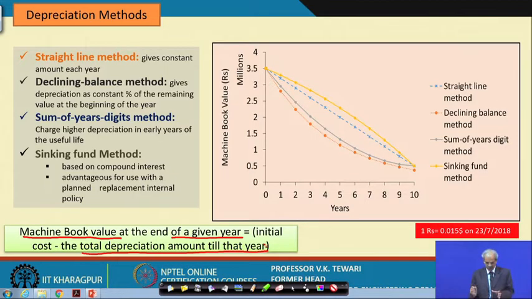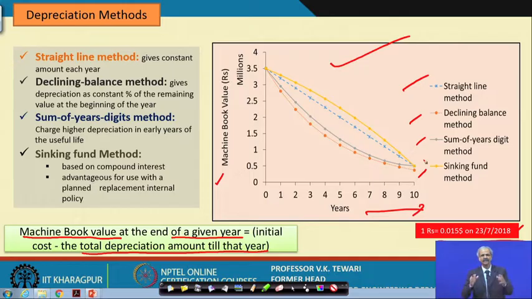So, if we plot, in this particular diagram what I have shown is the machine book value here and the number of years on this side. We show it in million rupees here. Just for the international audience, we have converted 1 rupee to dollars as on 23rd of July 2018. This is just an idea for the larger audience outside. Those who understand rupee it is fine, but for those who do not, we have put in million rupees here. And the behavior of all these methods is given here to understand.